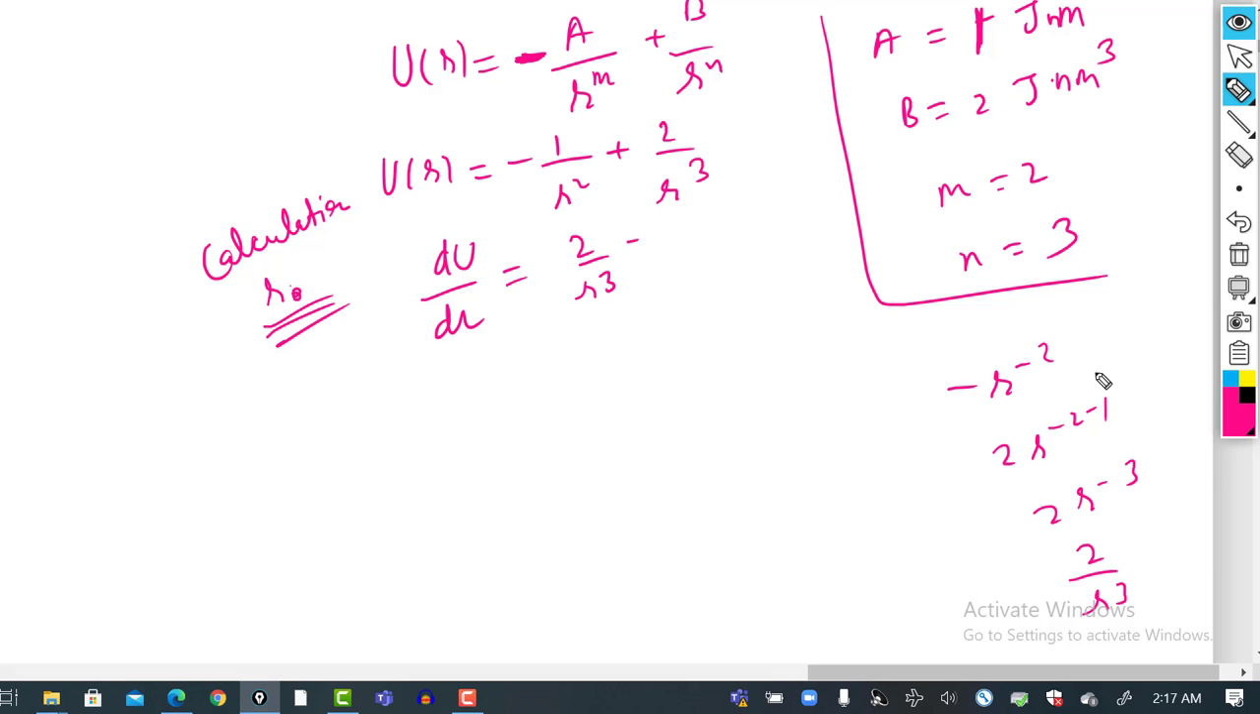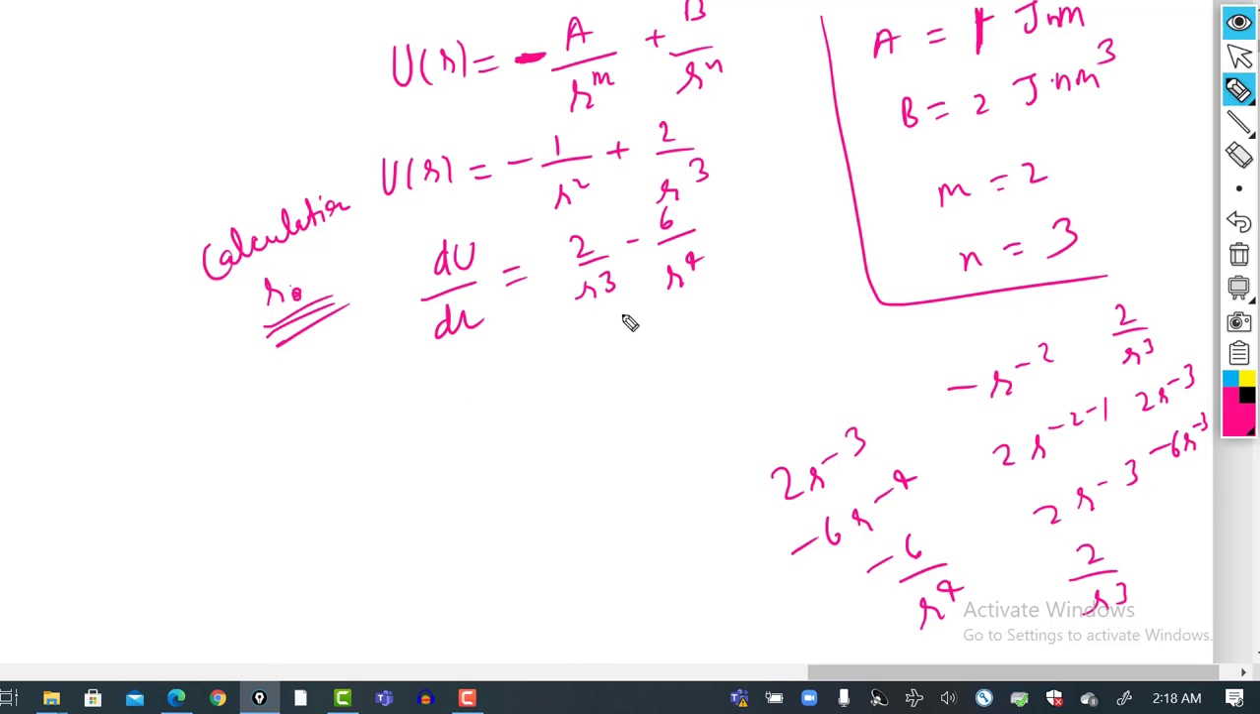Now if you differentiate this one, 2 by r cube can be written as 2 r to the power minus 3. If you differentiate n x to the power n minus 1, so minus 3 into 2 is minus 6, r to the power minus 3 minus 1, so basically minus 4. So 2 r to the power minus 3, if you differentiate it, becomes minus 6 r to the power minus 4, so minus 6 by r to the power 4. I can write here minus 6 by r to the power 4. Okay, now I have already told you, differentiate with respect to r and put it equal to 0, then r will become r naught.